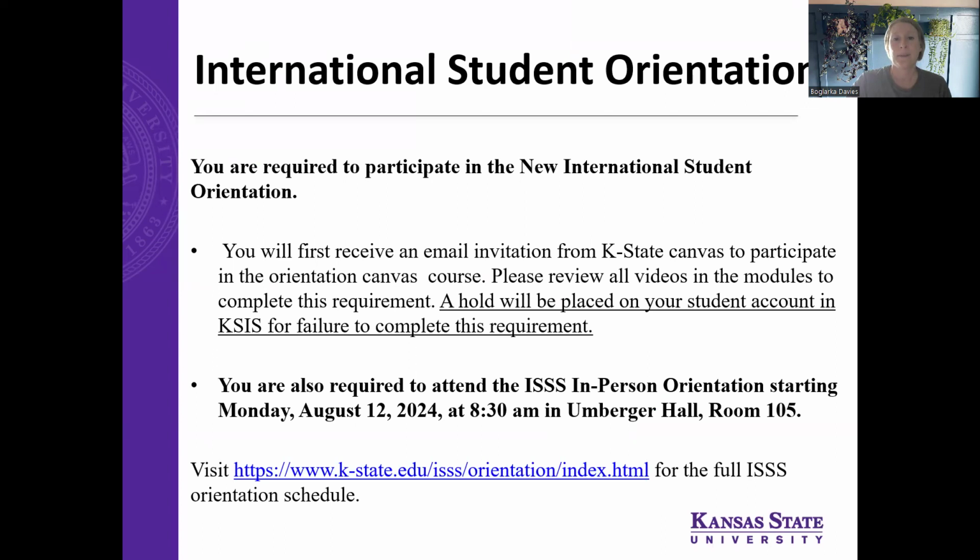You are required to participate in the new International Student Orientation. You will first receive an email invitation from K-State Canvas to participate in the orientation course. Please review all the videos in the modules to complete this requirement. A hold will be placed on your student account in CASES for failure to complete this requirement. You are also required to attend the ISSS in-person orientation starting on Monday, August 12 at 8:30 a.m. in Umberger Hall, room 105. You can visit our orientation webpage for the full ISSS orientation schedule.